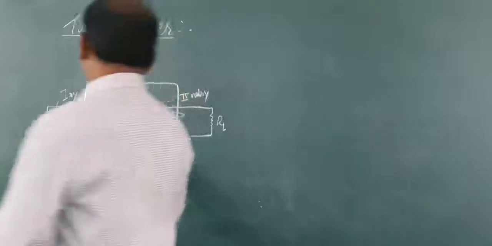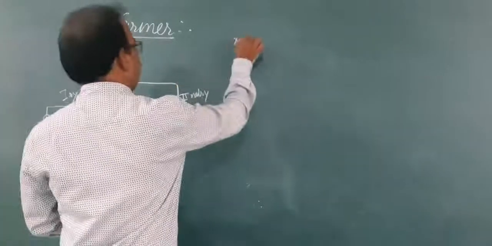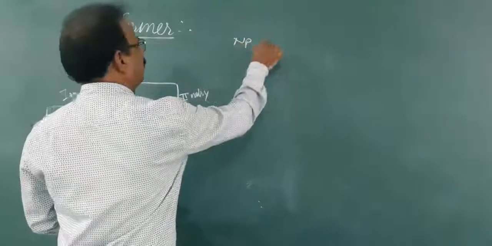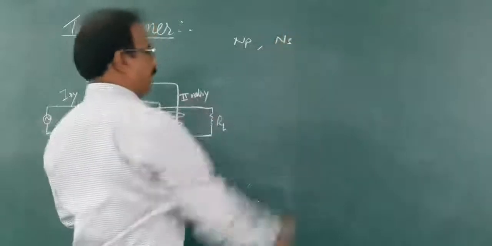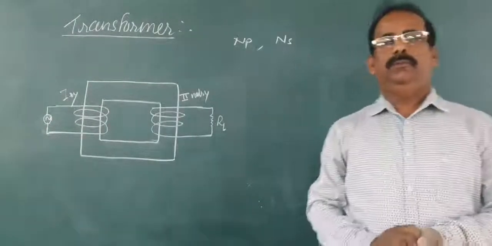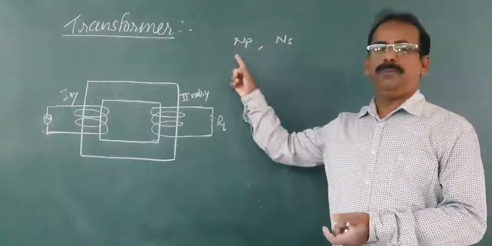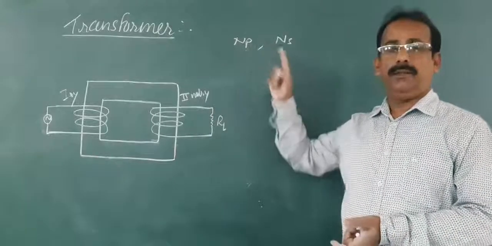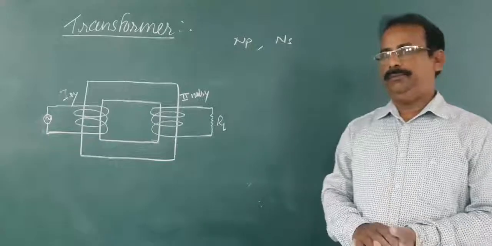So that NP represents the number of turns in the primary coil and NS represents the number of turns in the secondary coil.